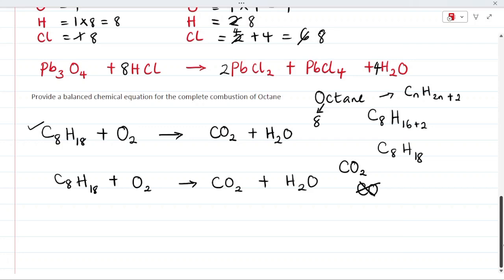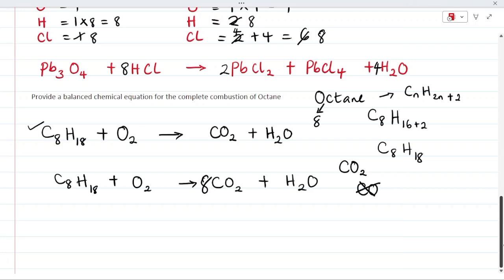So we can start with anything we want to start with. Like I said earlier, there is nothing that says you must start with carbon, nothing says you must start with hydrogen. Pick what is best for you and work it out. So in this case, you can see here carbon is 8, here carbon is 1. So how do I make 8 become 1? It is simply 8 times 1.